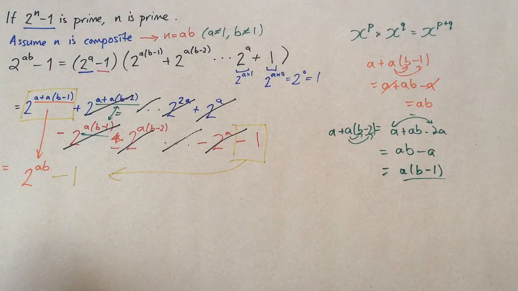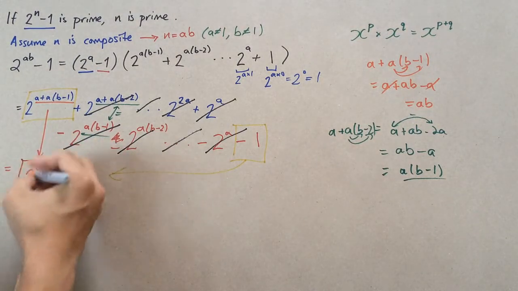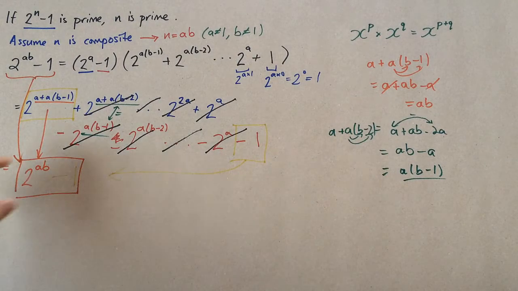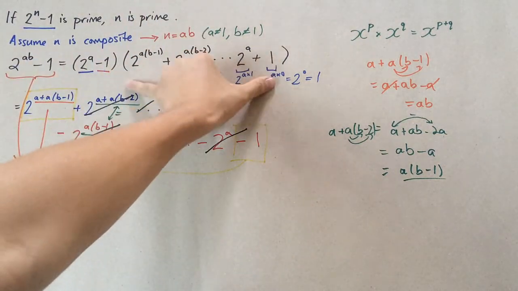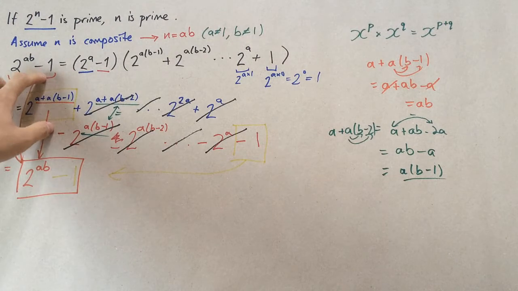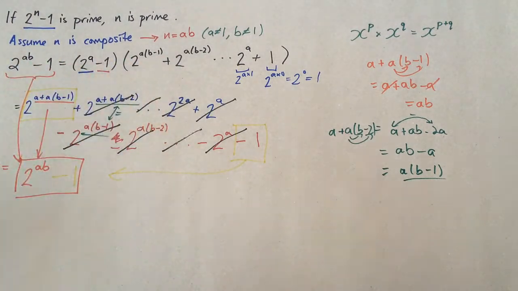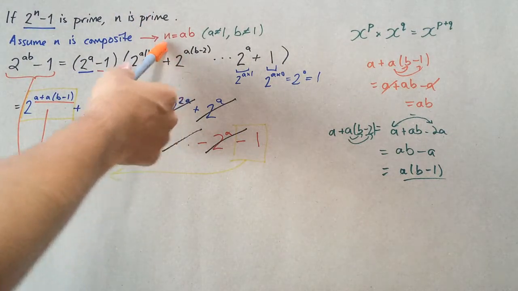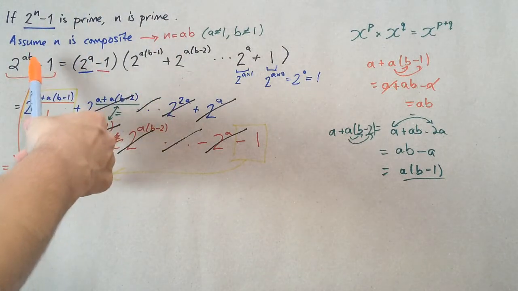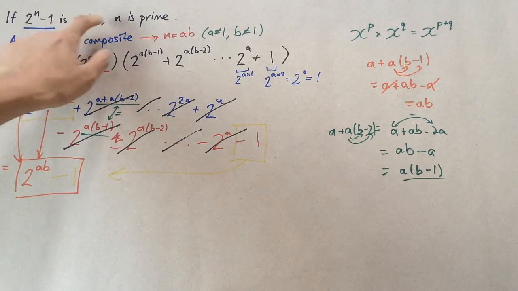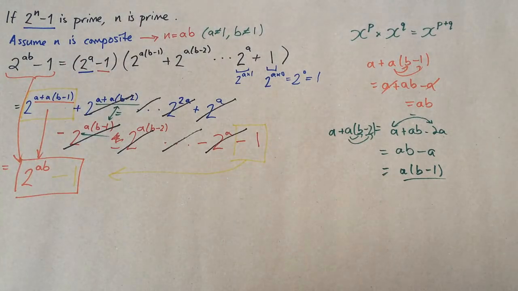This matches with what we had earlier. This bit matches with this, which is what we simply just expanded. So that means that this will factorize out nicely into two brackets, into two things. And because it factorizes, that means that 2ab minus 1 is not a prime number, because there will be two numbers that will divide into it that are not itself or 1. And so because of this property, we know that if n is composite, then this cannot be a prime number. So by using the reverse argument, if 2 to the power of n minus 1 is prime, then n must be prime. It will not be a composite number.